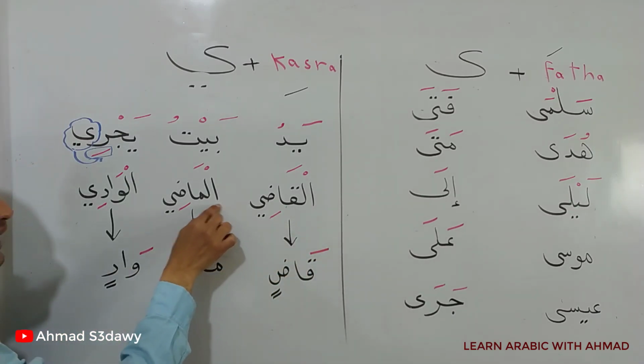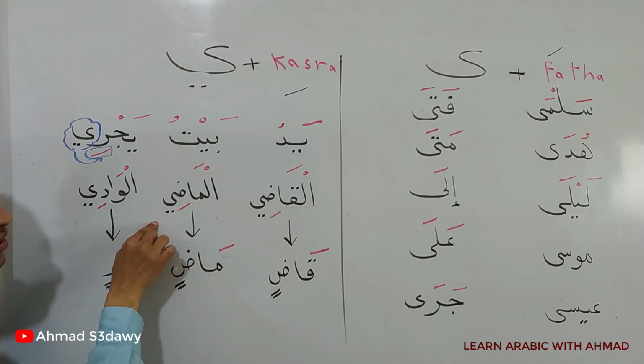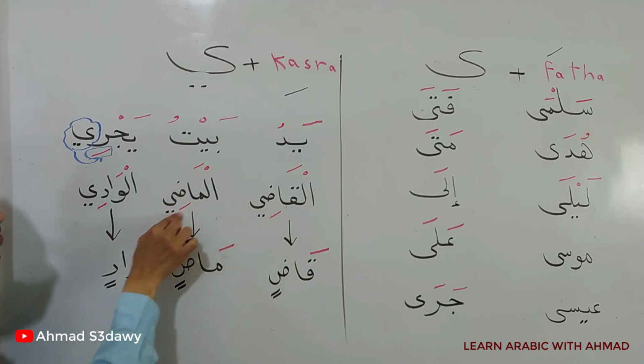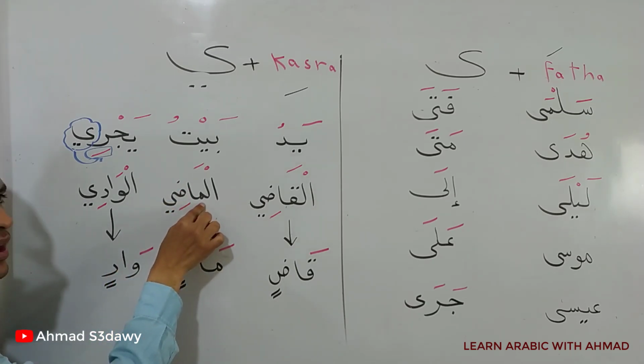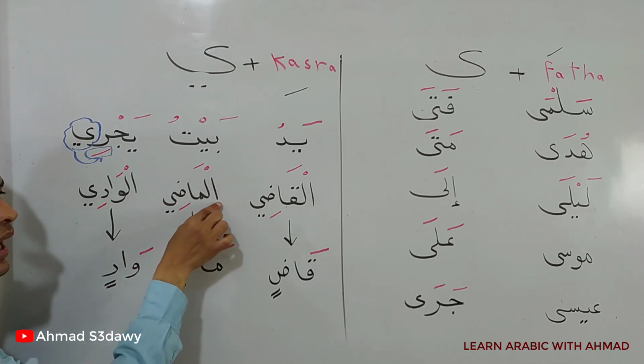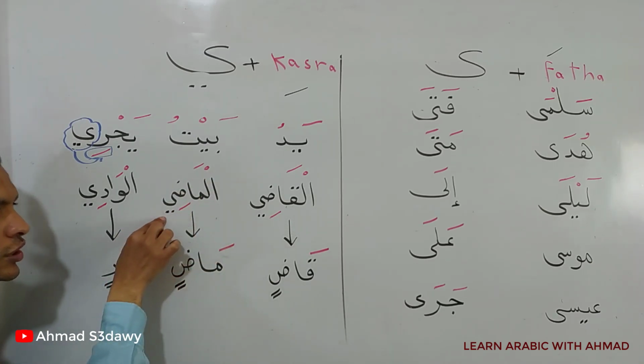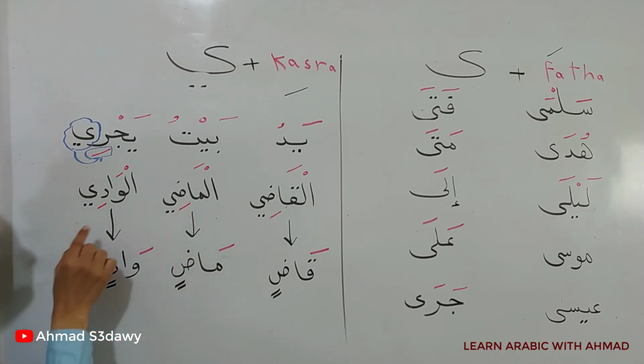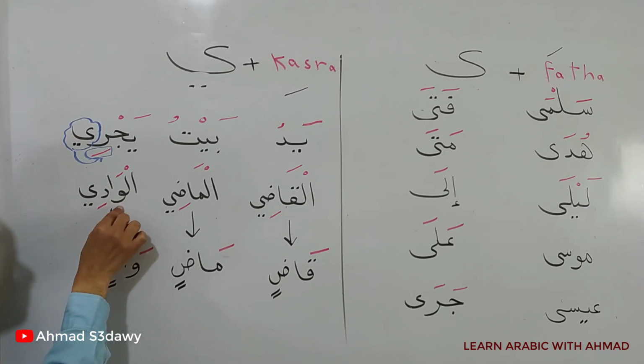And here, al-madi. The mim is a moon letter, that's why the lam is pronounced and it has sukun. Al-madi, ya preceded by kasra. Al-wadi, ya preceded by kasra, and you pronounce the lam because of the waw as well, a moon letter.